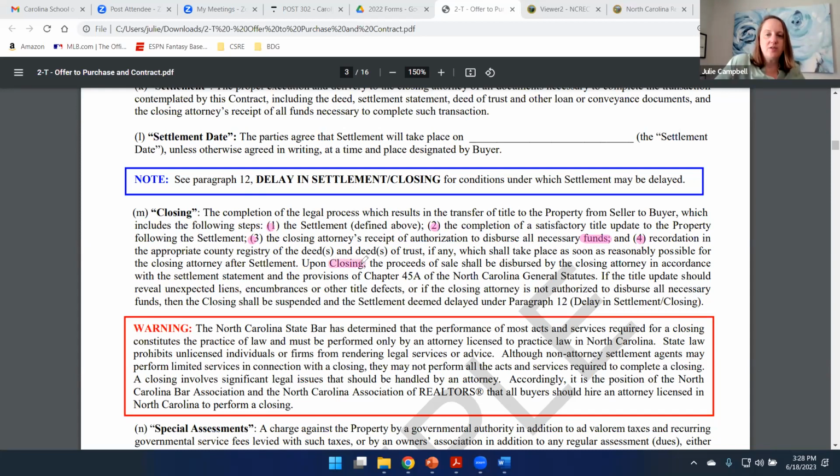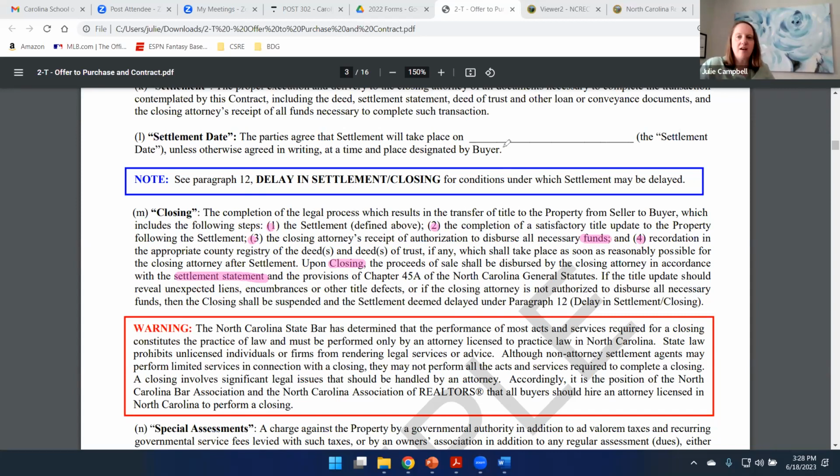Upon closing, the proceeds of the sale shall be dispersed by the closing attorney in accordance to the settlement statement. That's that ALTA we looked at yesterday on provisions of this North Carolina general statute. If the title update should reveal unexpected liens, encumbrances, or other title defects, or if the attorney is not authorized to disperse all necessary funds, then the closing is going to be suspended and settlement will be delayed under paragraph 12 when we talk about delaying settlement.